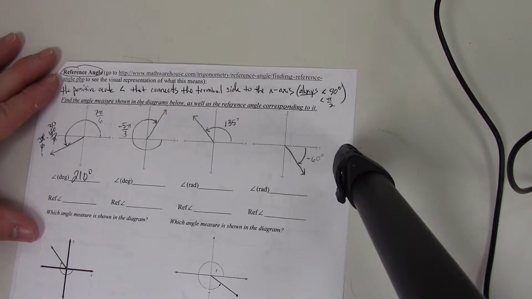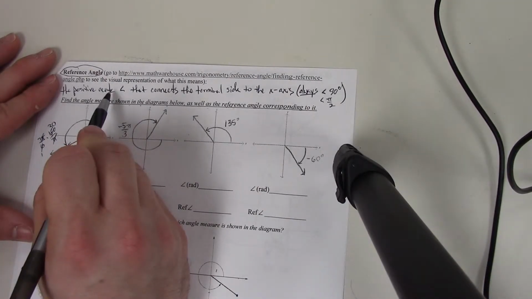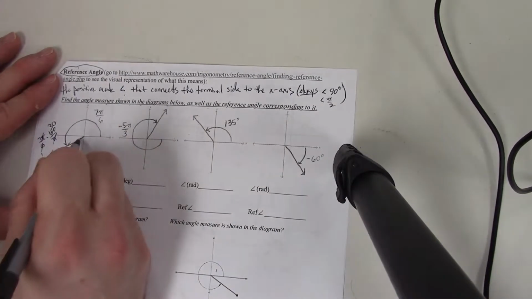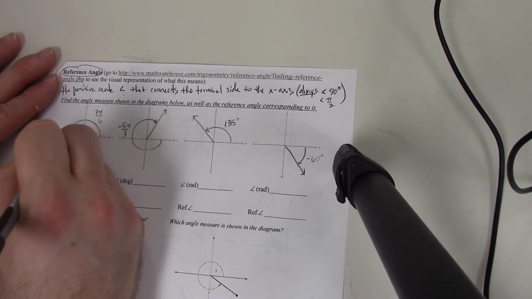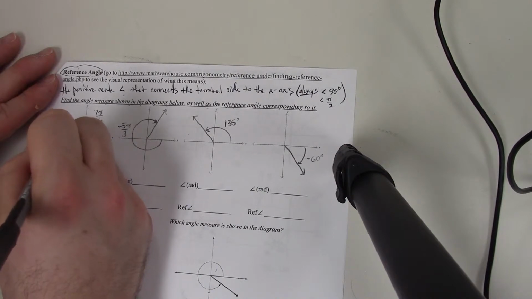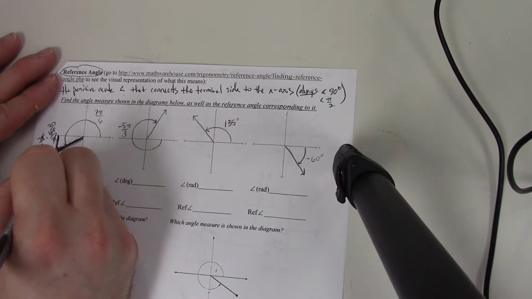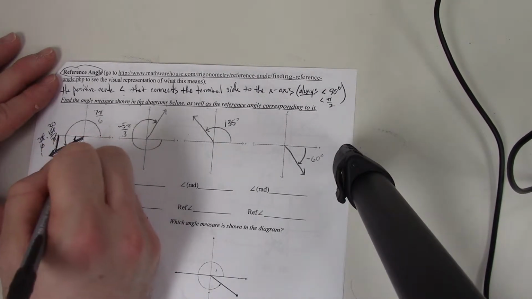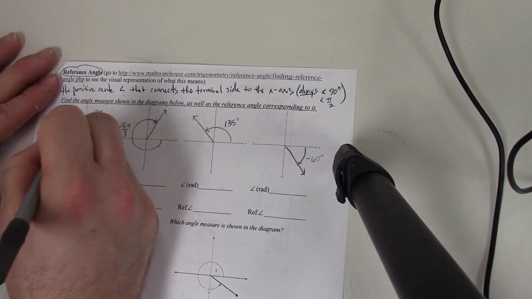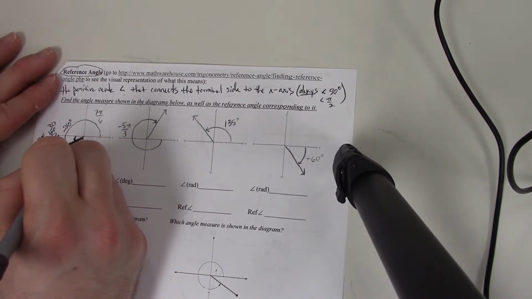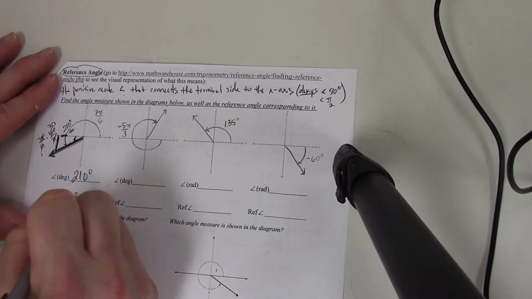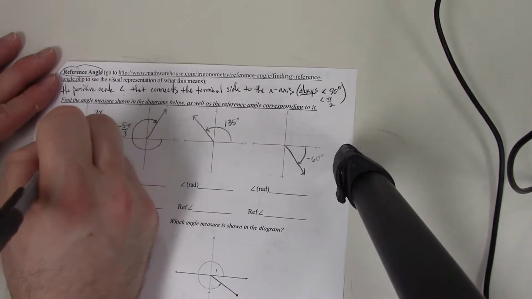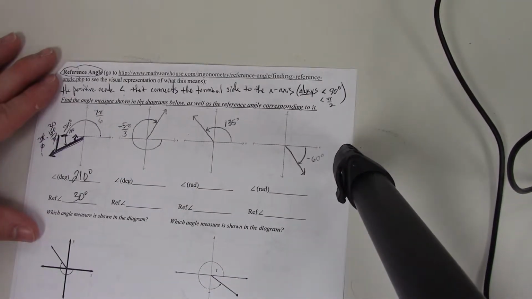Now, I also want the reference angle. And the reference angle is the acute angle that connects the terminal side, this right here is the terminal side, to the x-axis. So it's this right here. What is this angle? Well, if this whole thing is 210, and then this to here is 180, what's left? Well, 30 degrees would get me back to that axis. I'm looking for that angle right there.